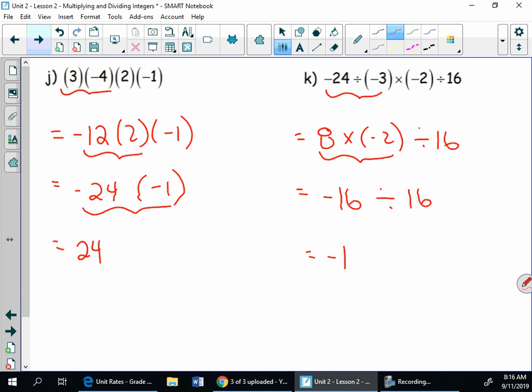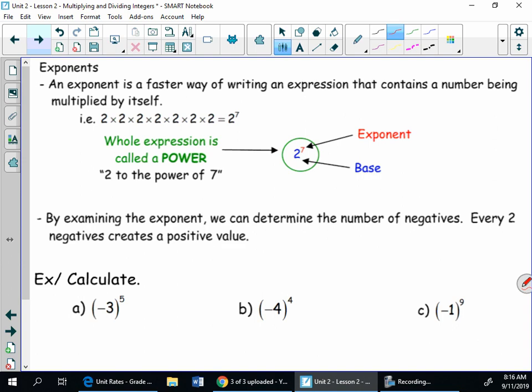All right, last idea for today. Besides multiplying and dividing, there's one other thing that we need to deal with when it comes to positive and negatives. That's exponents. Exponents are really just a fast way of multiplying, as we talked about with BEDMAS. So instead of writing out 2 times 2 times 2 times 2 times 2 times 2 times 2, it's way faster to write out 2 to the power of 7. It means the same thing, right? But it saves us a bunch of writing time.